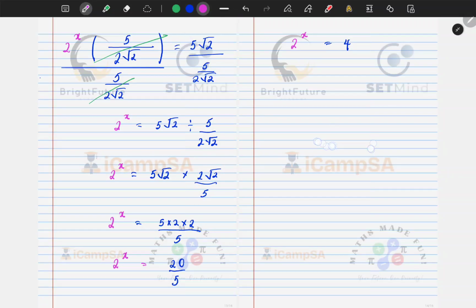And then from here I can simply have 2 to the power of x equals 2 to the power of 2. And if I have the same bases, what happens to the exponents? I equate the exponents. I'm going to equate this and that. So I am going to have x equals 2, and that's my final answer.